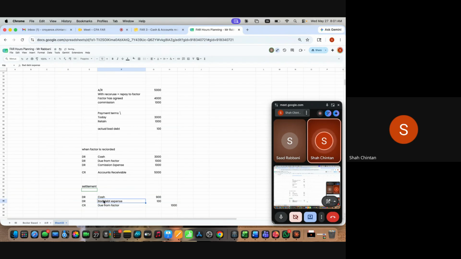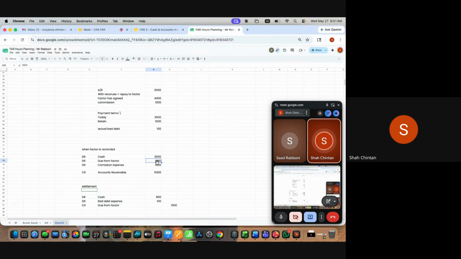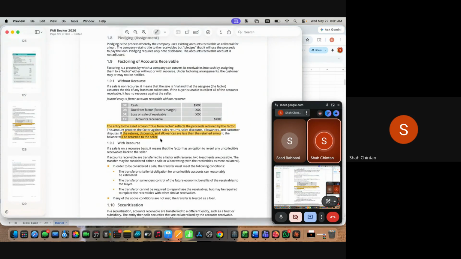So what happened here? The factor had retained $1000 with himself. The factor released only $900. So what is the meaning of this line? If there are returns, discounts, allowances, bad debt, which are less than the retained amount, the balance will be paid back by the factor to the seller. So in our case, the factor had retained $1000. It deducted $100 for the returns or bad debts or allowances, and the remaining $900 is paid back to the seller of the accounts receivable. Is the last line clear?